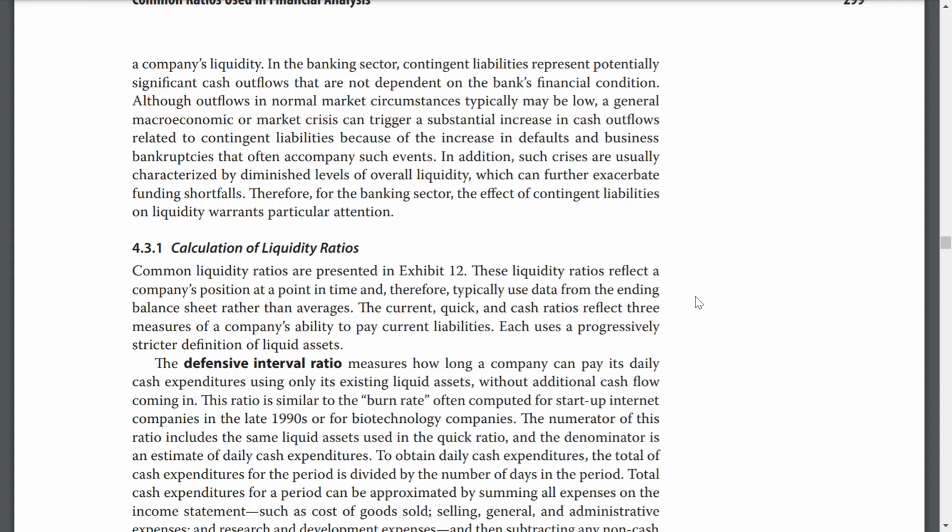Calculation of liquidity ratios. Common liquidity ratios are presented in Exhibit 12. These liquidity ratios reflect a company's position at a point in time and therefore typically use data for the ending balance sheet rather than averages. The current, quick, and cash ratios reflect three measures of a company's ability to pay current liabilities. Each uses a progressively stricter definition of liquid assets.